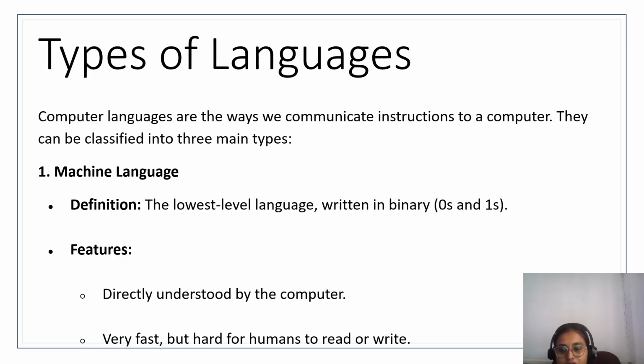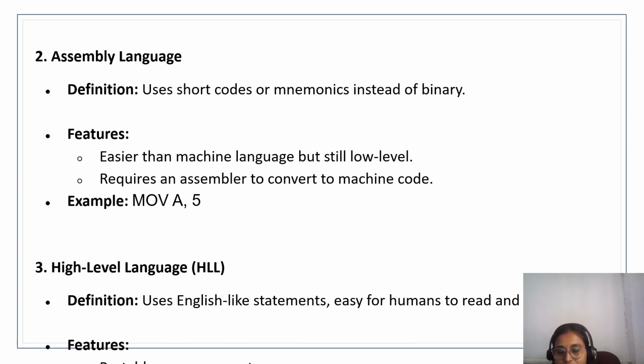Then we are going to learn about the types of languages. Computer languages are the ways we communicate instructions to a computer. Mainly they are classified into three types. The first one is machine language, the lowest level language, written in binary zeros and ones. Its features are that it is directly understood by the computer and very fast, but hard for humans to read or write. Coming to the next one, we are learning about assembly language.